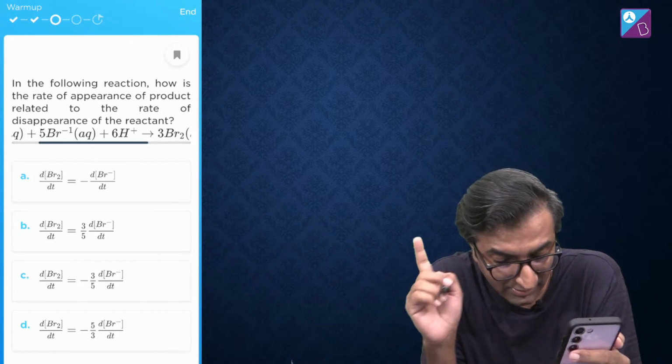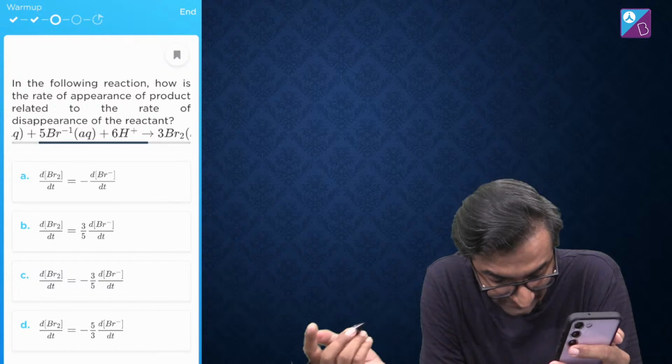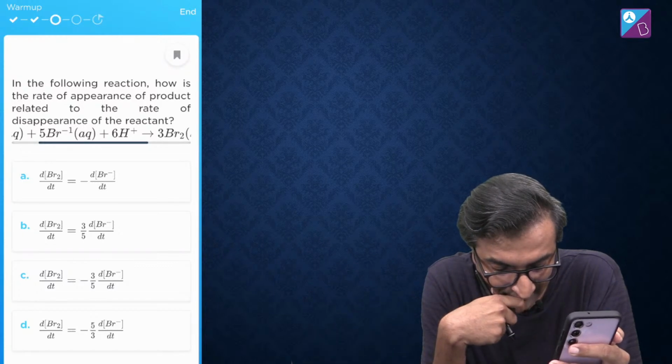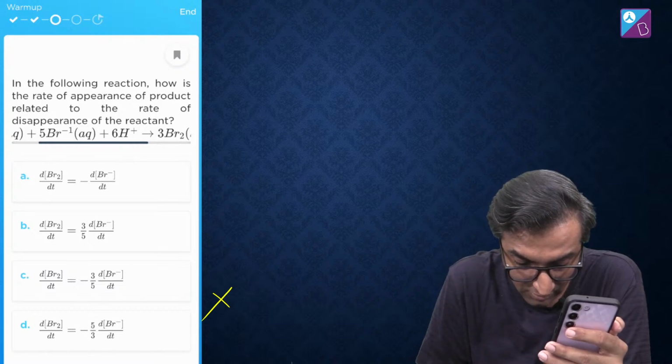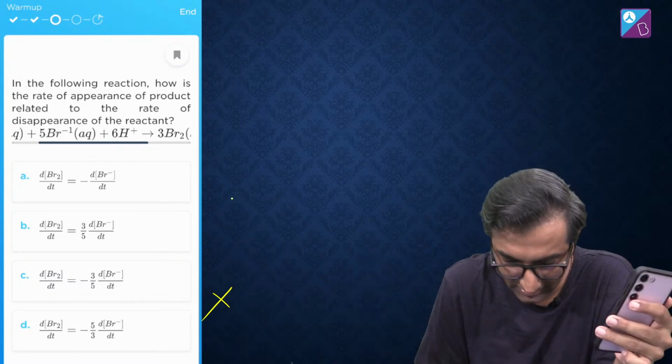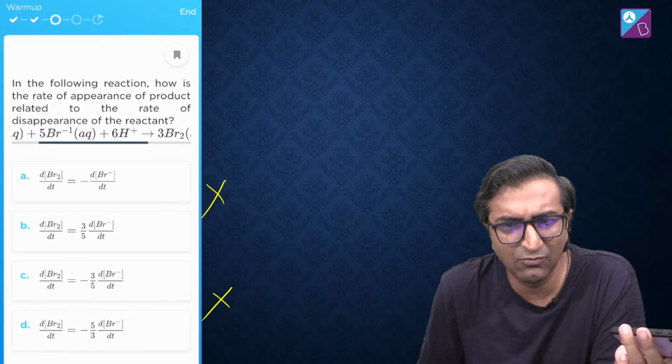If you say bromide is faster, then which ones can I cancel out? If bromide is faster, then I can cancel out this because this makes it slower. This I can cancel out because plus minus होना चाहिए, both can't be plus.